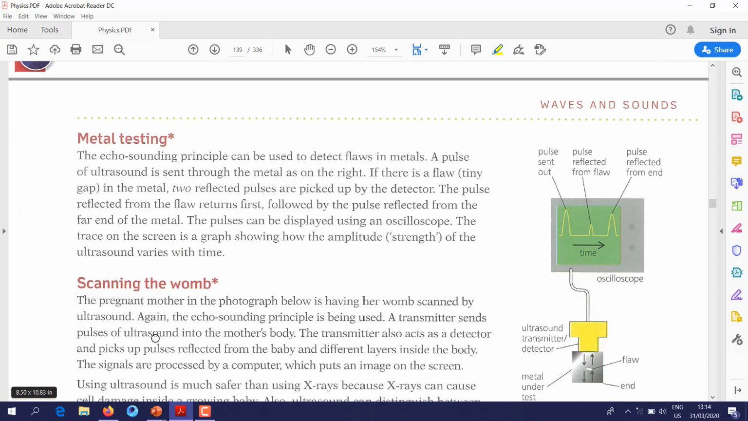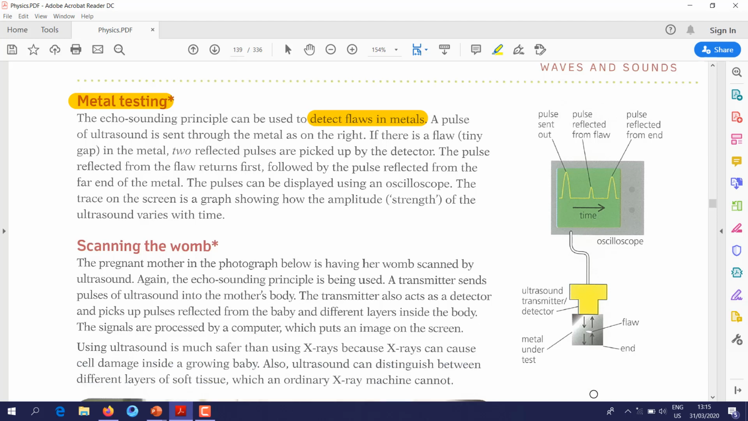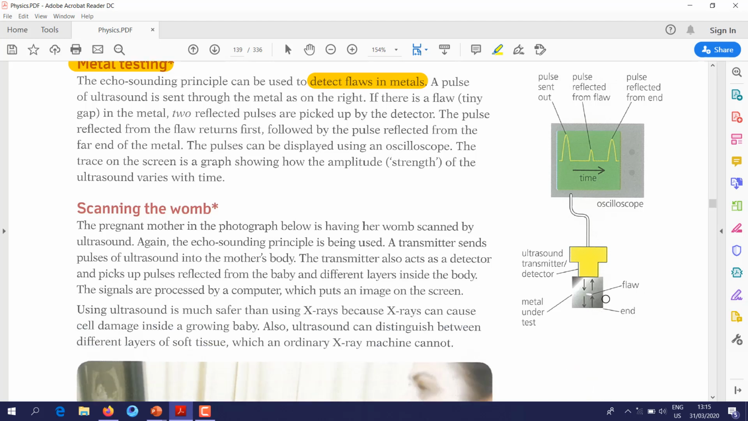Another use for ultrasound is metal testing. What do you mean by metal testing? For example, the echo sounding principle can be used to detect flaws in metal. What do you mean by flaws in metal? For example, let's say this is a metal. In metals, there shouldn't be any gaps or holes inside.